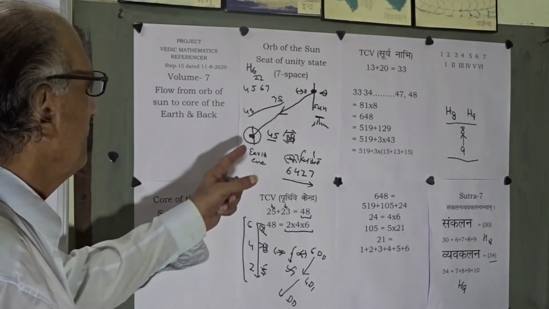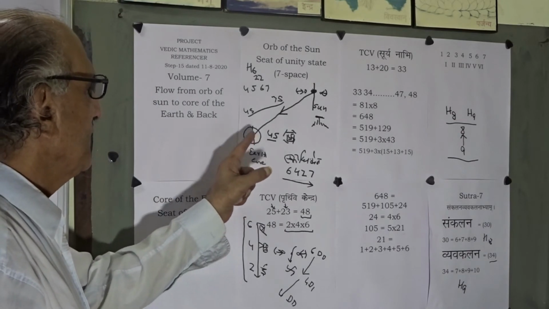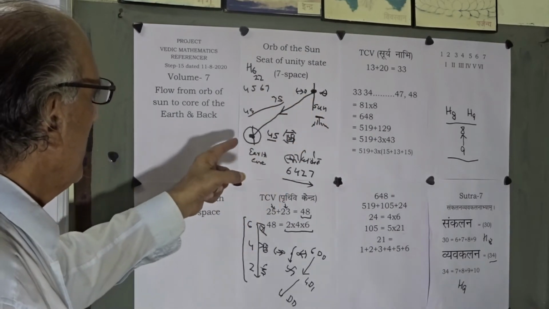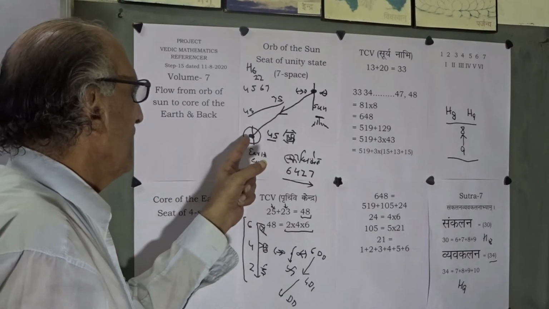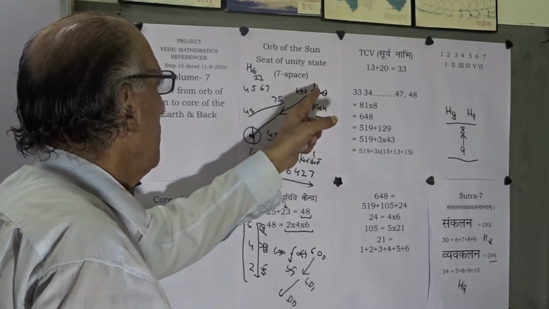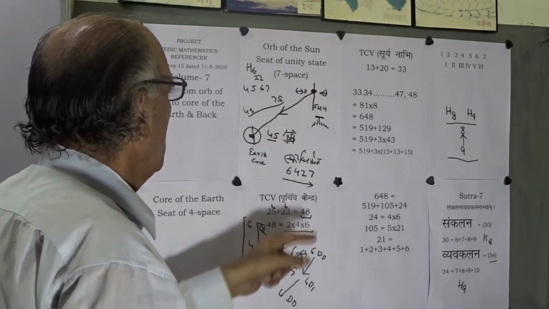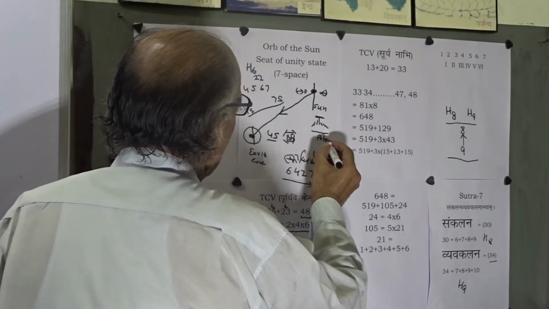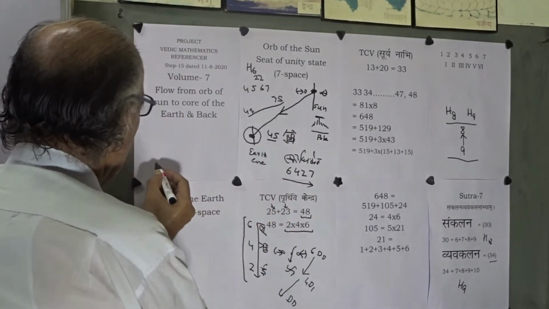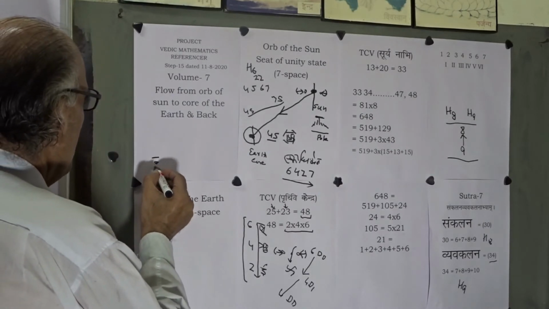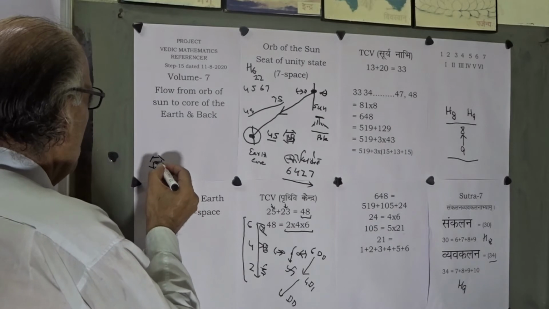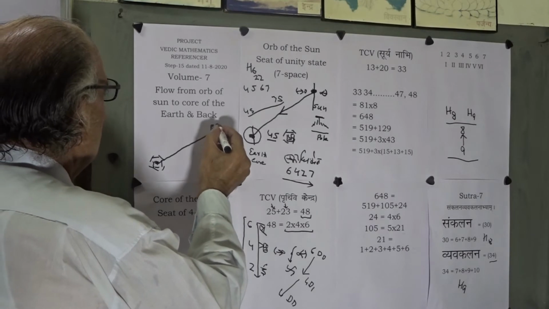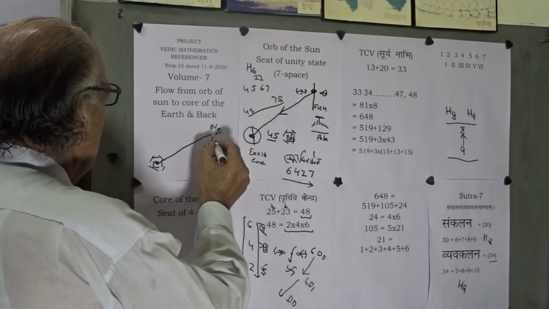This coordination of the core of the earth with the orb of the sun is the coordination of 4 space in the role of origin of earth to 7 space in the role of the origin of the sun. And we know that 7 space in fact would mean a pole star. So from the core of the earth, meaning from 4 space, the coordination is to take us up till the pole star.